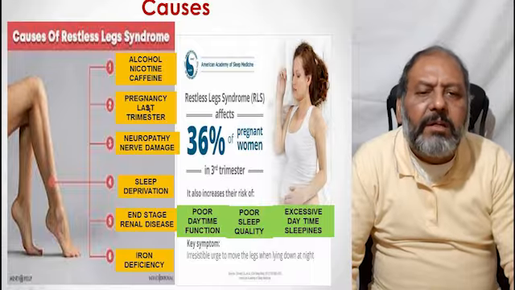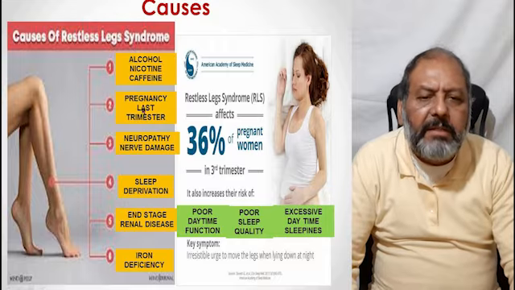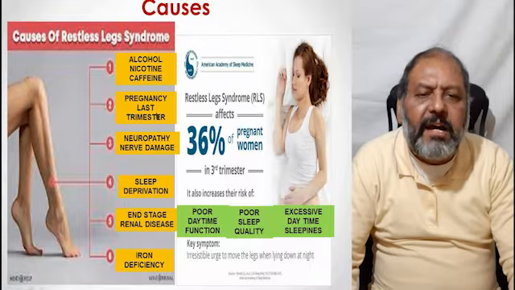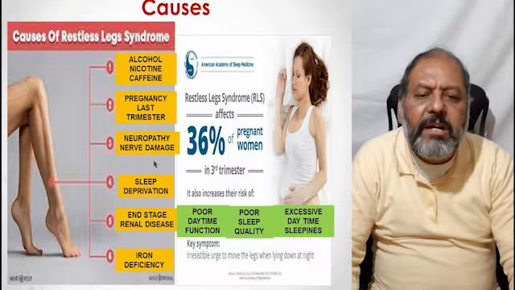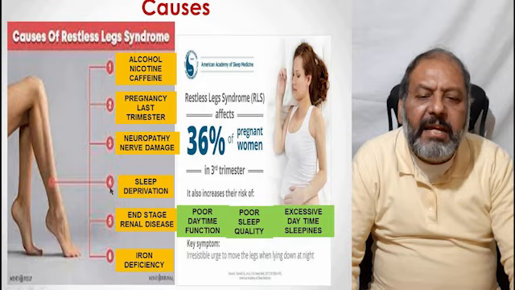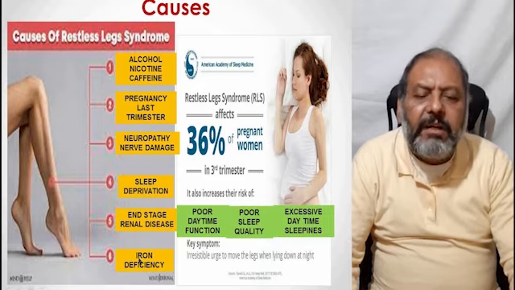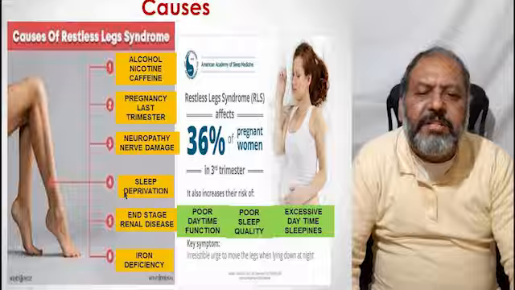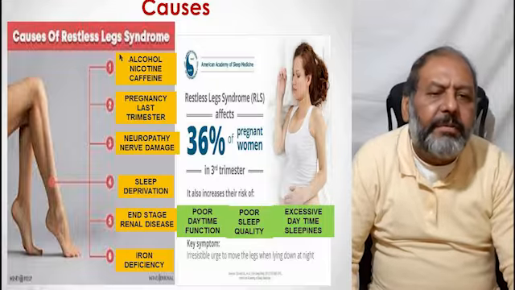Now, if we go into the causes of restless leg syndrome, the number one is alcohol, nicotine or caffeine intake, then pregnancy in the last trimester, then neuropathy, nerve damage, and then sleep deprivation, and the other is end stage renal disease, and the last is iron deficiency, which are said to be the major causes of RLS.